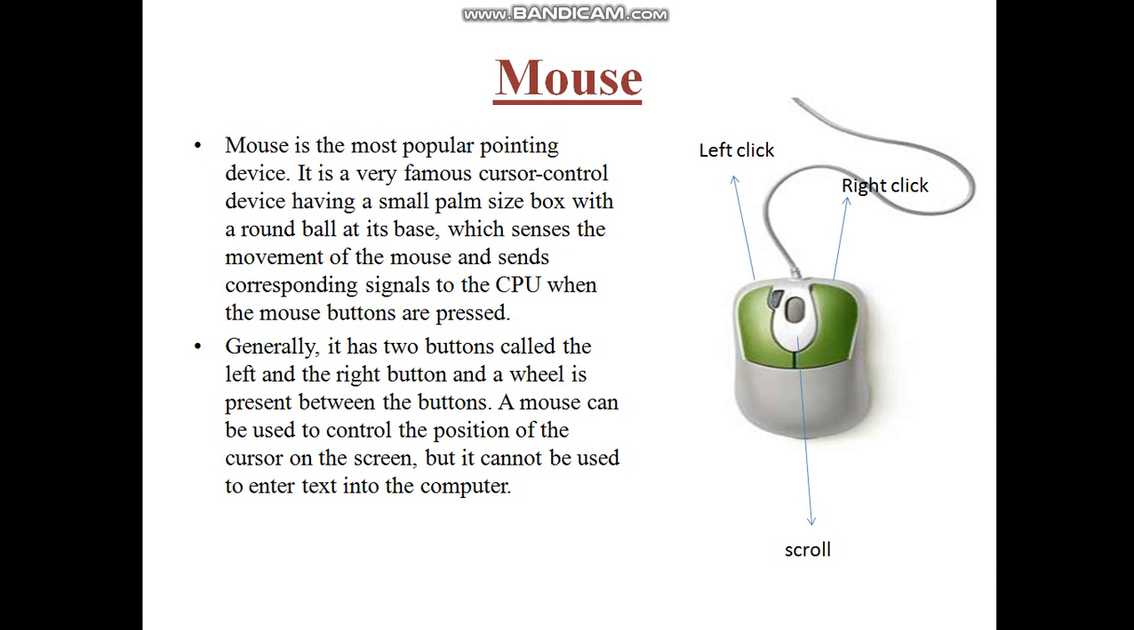In the middle part there is a scroll button. Many applications provide scroll bars on the right side of the screen if the page length is more than the monitor or screen length. Instead of using the page down key or arrow key, one can use the scroll key of a mouse to scroll up or down.